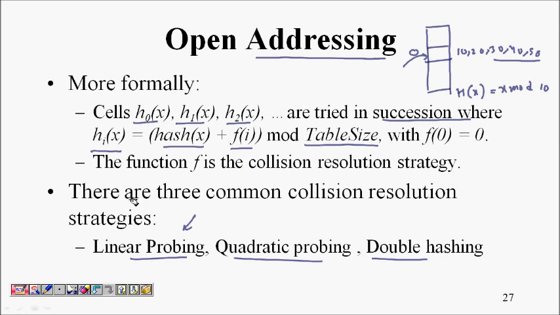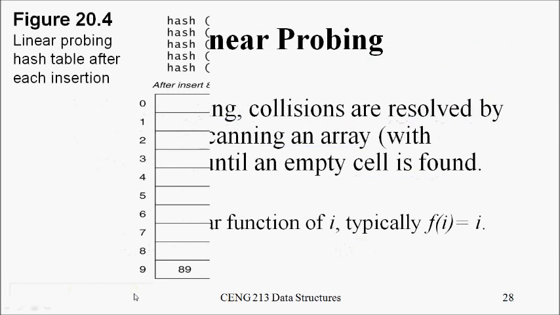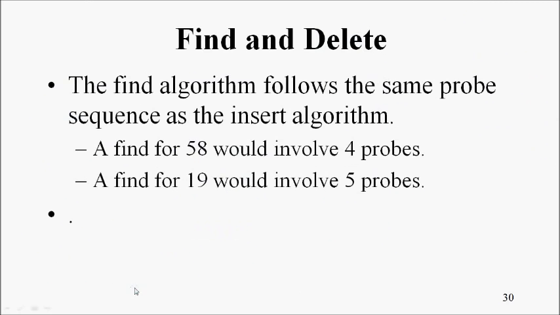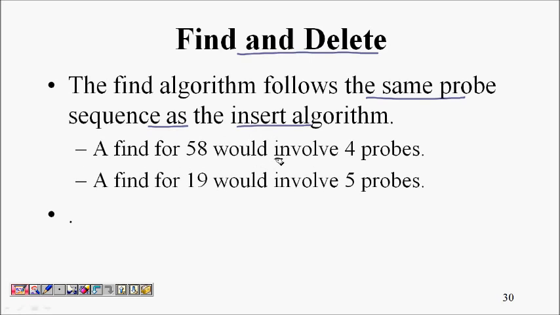So for each of the steps we have a different hi, and we calculate it like that. Now, find and delete. We have to search for something. The find algorithm follows the same probe sequence as the insertion algorithm. To find 58 would involve 4 probes.